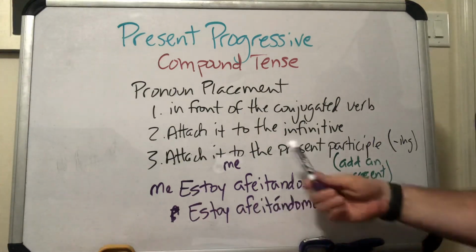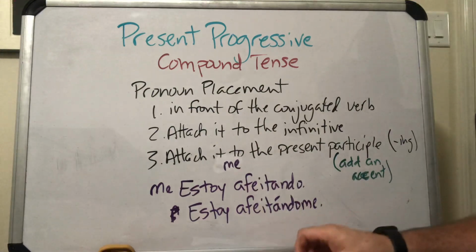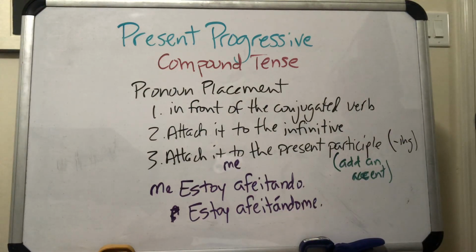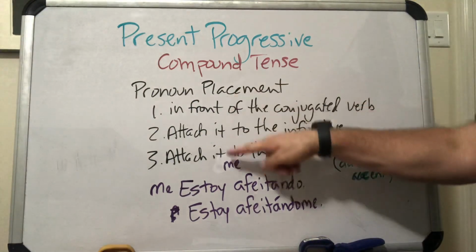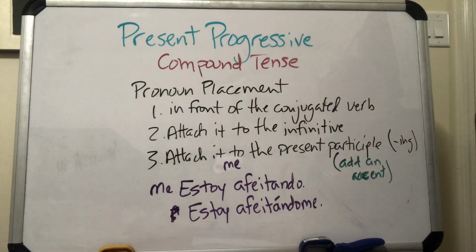But I am shaving, again, because it's reflexive, we have to account for that reflexive pronoun, and again, the reflexive pronouns also follow those rules that the indirect and direct object pronouns follow. Okay, that's it for present progressive.